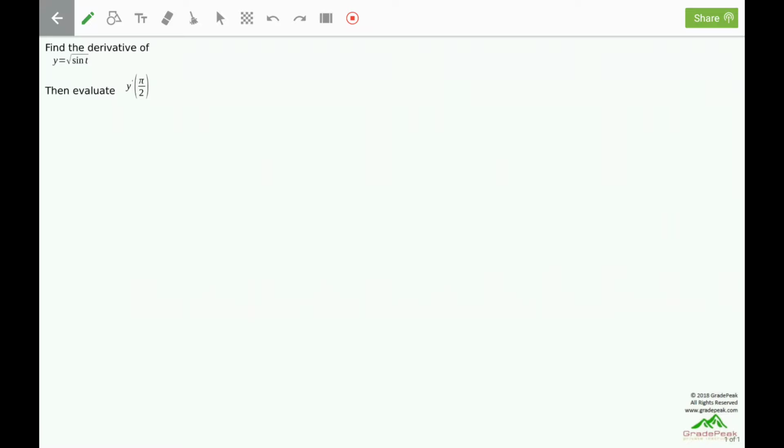Find the derivative of y equals the square root of sine t, then evaluate y prime of pi over 2. Y here is made up of the root of an entire expression, sine of t. The first thing I'm going to do is rewrite the root as a fractional exponent. The sine of t is to the first power, and then second or square root, so 1/2 power.